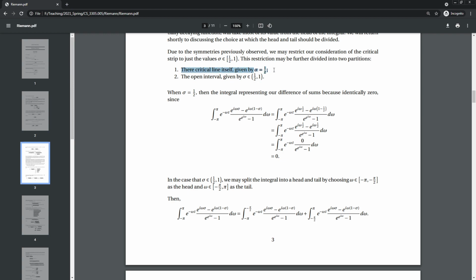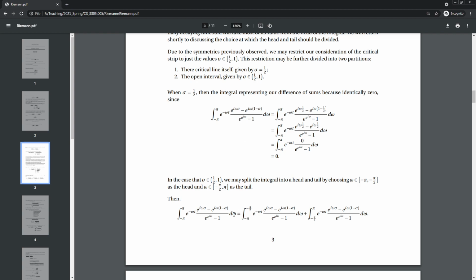So then there's the critical line itself, sigma equals 1/2, and then everything else in this range between 1/2 and 1. Well, whenever sigma is 1/2, then the integral representing our difference of sums, this is a difference of integrals that we've simplified to this form, becomes identically 0. So you just plug in sigma equals 1/2, and you get this and this. Well, this reduces to 1/2. So then this is always 0, as you would expect. If you perform the same integral twice, you would expect to get the same value twice. And so the difference should always be 0.